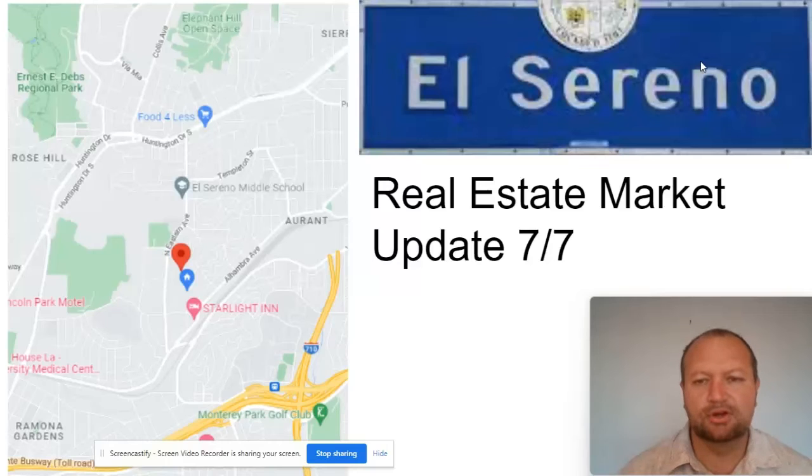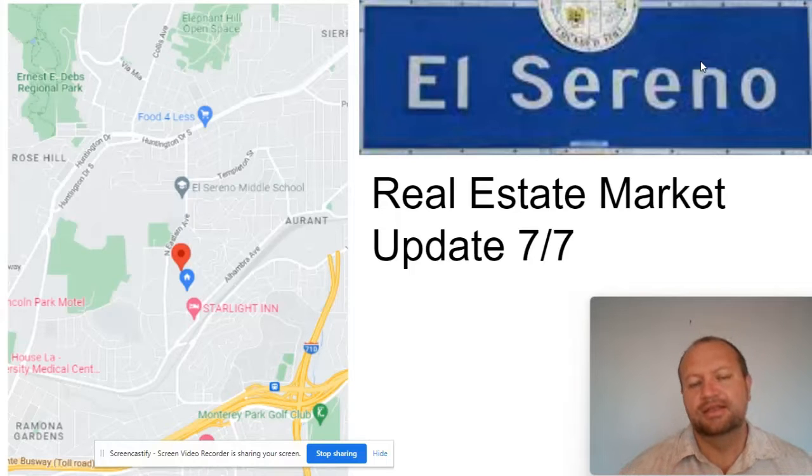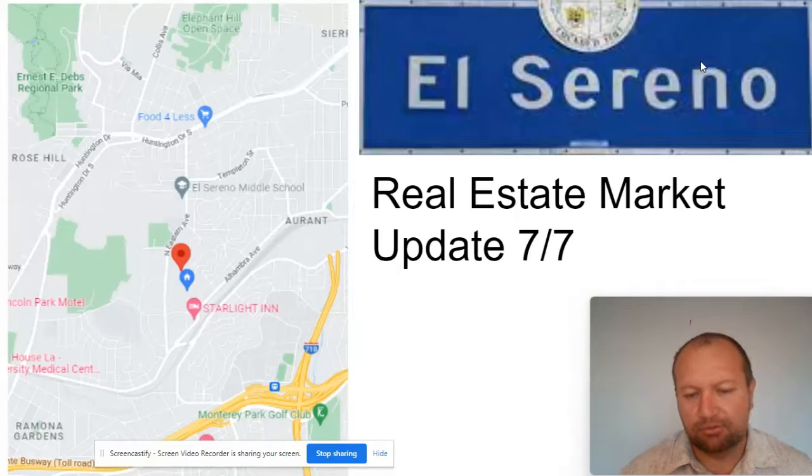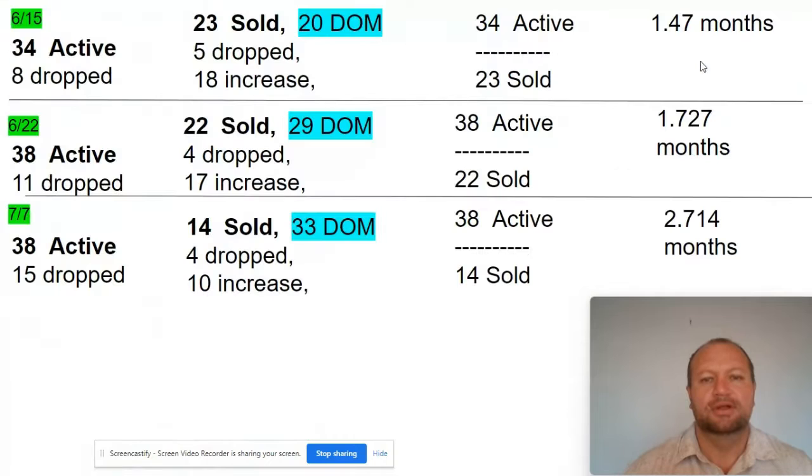The July 7th real estate market update for El Sereno. We're 3 miles just northeast of downtown LA. This is a great community, a microcosm for the city and the county, right at the median price point. All right, so if we look at the actual data, what's happening?